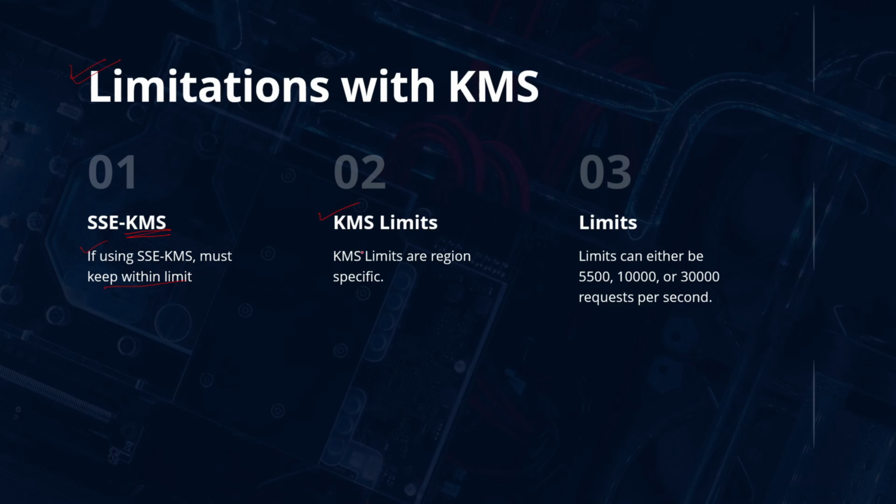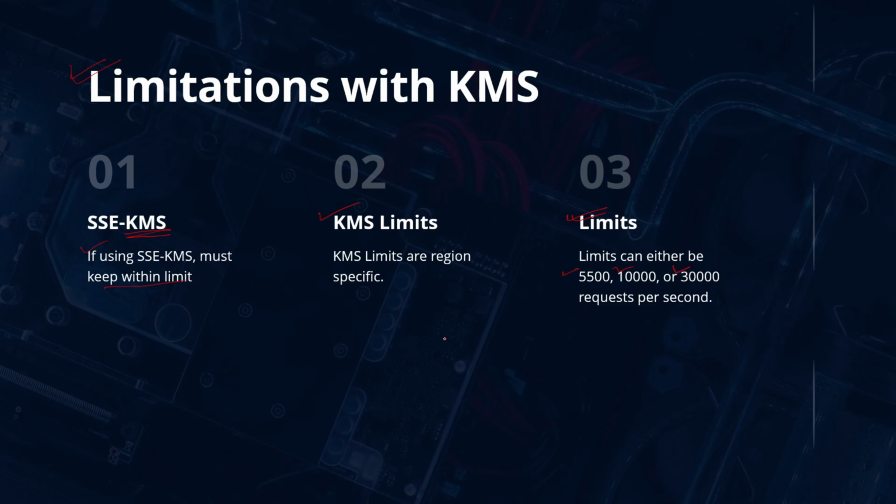Now, these limits are actually specific to each region. So each region will have its own specific limit. Again, if you are working in US East 1 or US West 1 or maybe down in Australia, you can Google or look at the Amazon documentation for what the limit is. But in general, the limits can be 5,500, 10,000, or 30,000 requests per second.